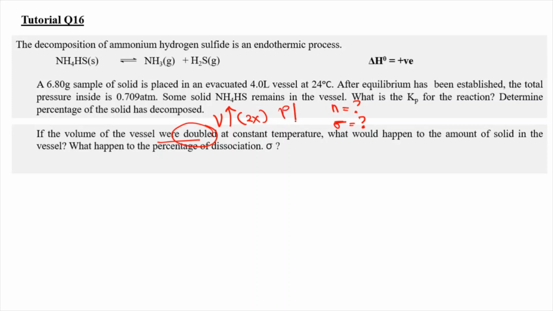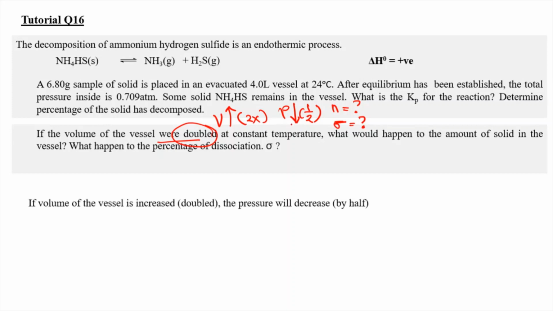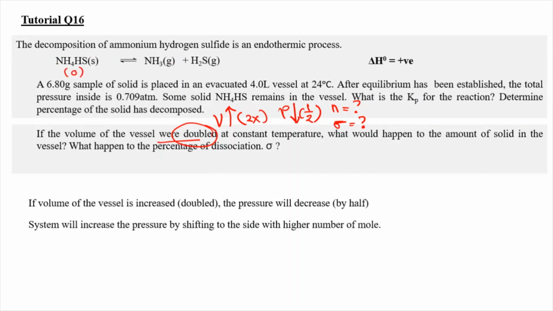And from here, when you know that the volume increases by 2 times, we know that the pressure is going to be reduced by half. So we can see that if the volume of the vessel is increased, which is double, the pressure will be decreased by half. And as a result, when the pressure decreases, the equilibrium will shift to the side with a higher number of mole. From here, it doesn't have any number of mole that is related to the gaseous, so we have 0 number of mole for the gaseous state.